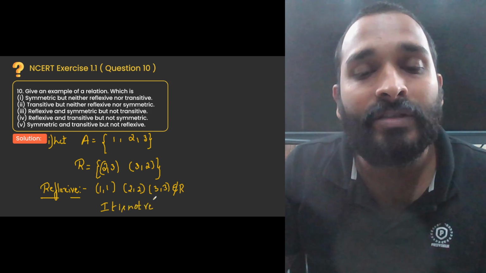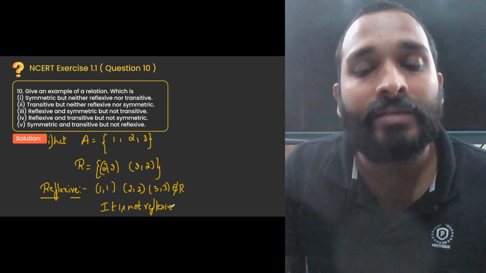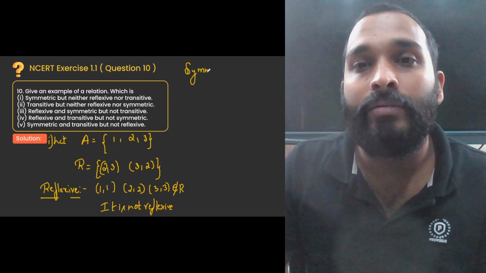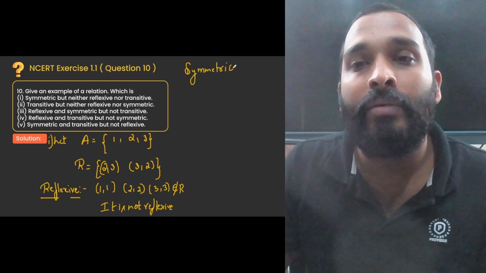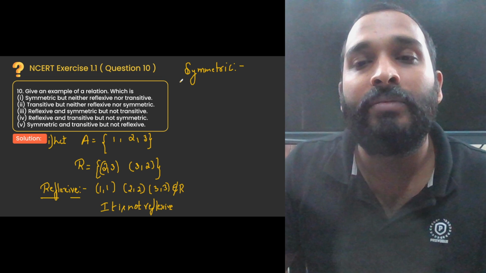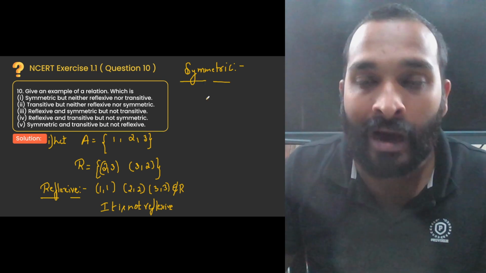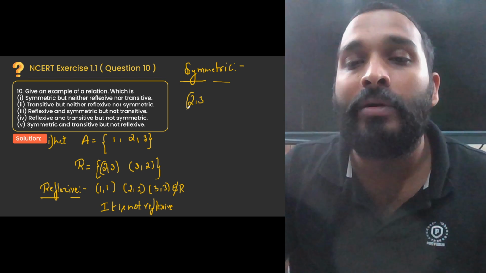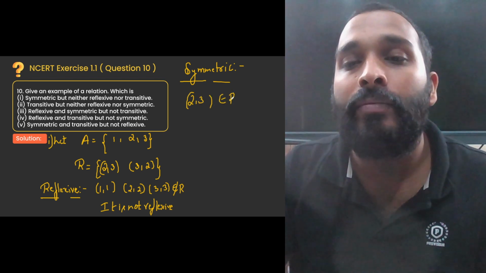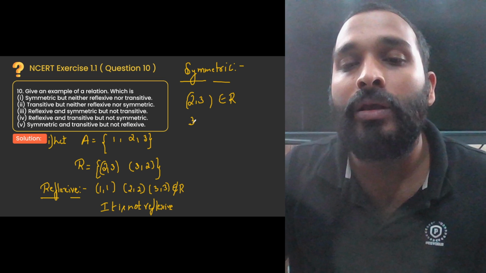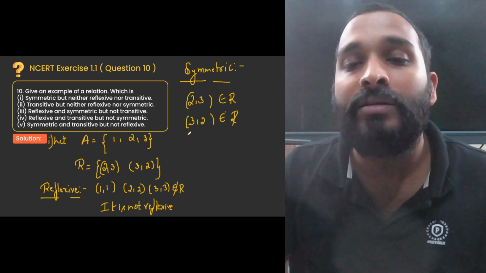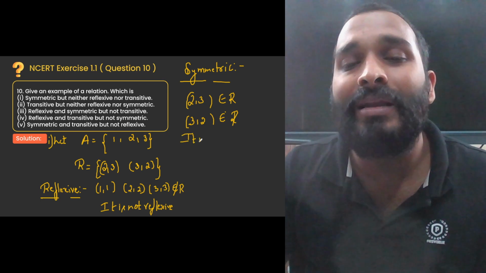Now check for symmetric, children. Is it possible to tell it is symmetric? Yes, because the elements what you have taken satisfy the symmetric condition. Why? Because the symmetric condition tells that if (a, b) is present in R, (b, a) also should be present. So you can notice (2, 3) belongs to R and (3, 2) also belongs to R, right children? So in that case it is symmetric. So this is an example where it is symmetric but not reflexive.